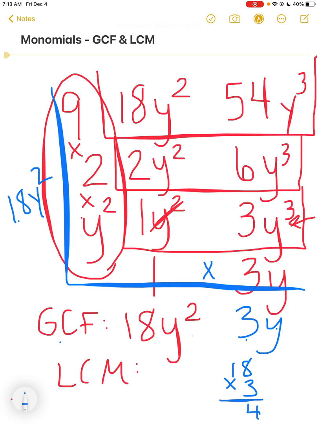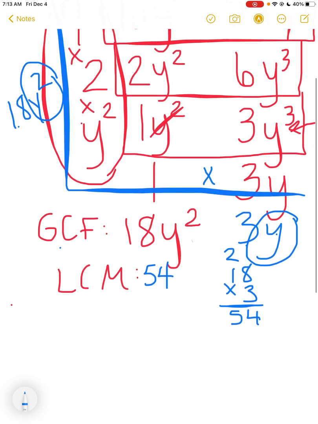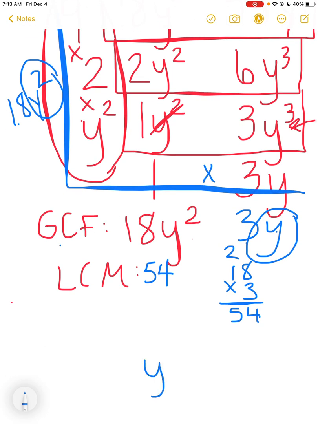And I get 54 for the number part. And then I have a y and a y squared. What that is saying, you guys, is it's like if this is y squared, y times y, and then I need to multiply it by another y, how many y's am I up to? 3. It's kind of like adding them together. So I have y to the third for my total y's.